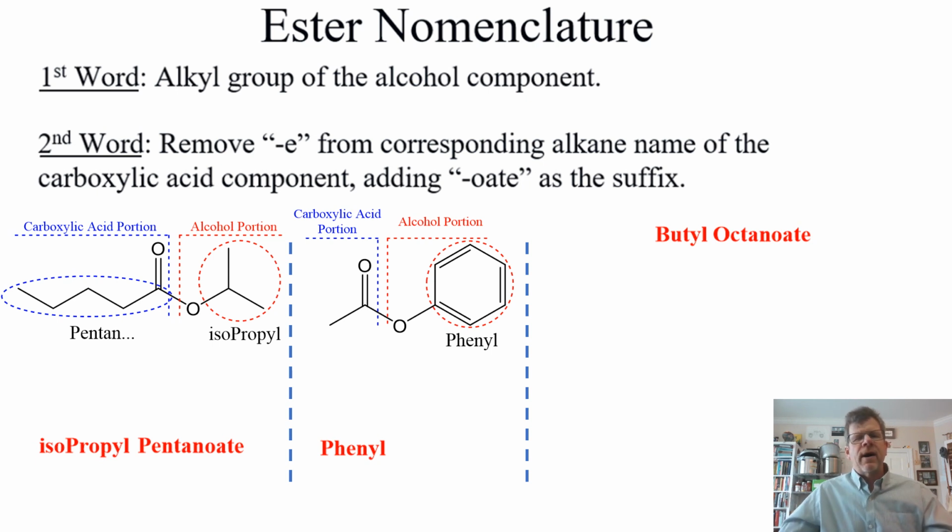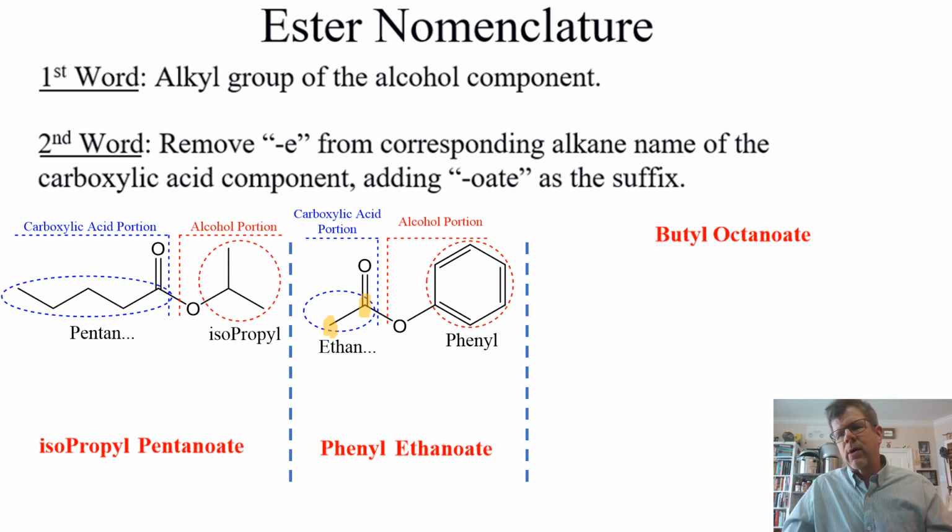Next would be, what is that carboxylic acid portion? How many carbons are in there? Well, let's look at that carboxylic acid portion. I see 1, I see 2. 2 carbons. So a 2-carbon alkane would be ethane. We'll put that down here, ethane, but we see that this is an ester. So we're going to recruit in the suffix, instead of E, ethanoate. Phenyl ethanoate. Fair enough.